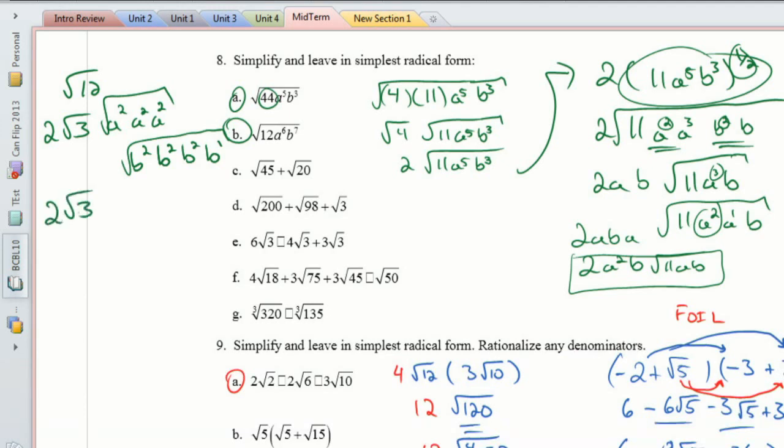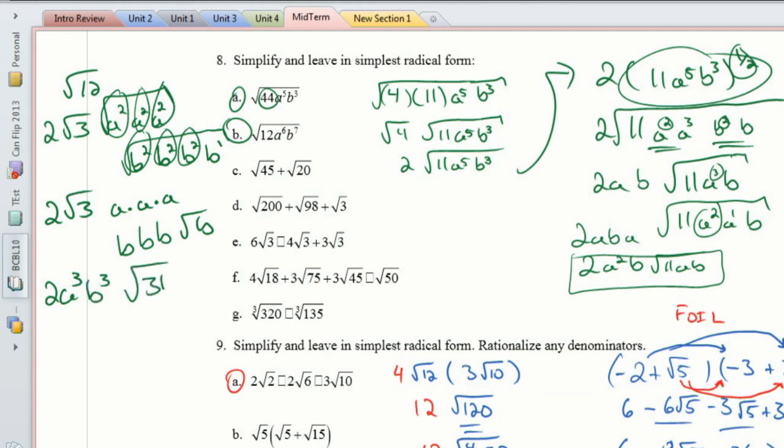So we have 2 root 3. Square root of a squared is a, square root of a squared is a, square root of a squared is a. So this is a times a times a. And then my b's, I have b, there's another b, and then I have the square root of b. So I get 2a cubed b cubed root 3b, which is the long and the short of it.